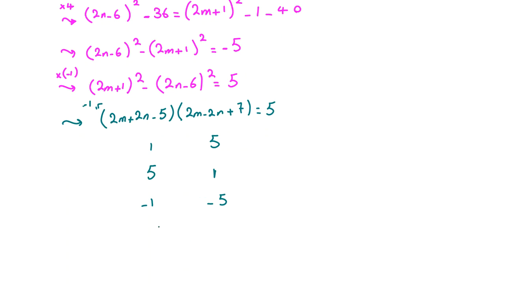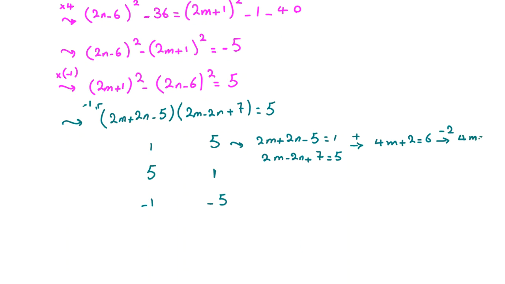Okay, we don't need to check negative 5, negative 1 because m and n are positive integers. So let's check the first case. If we write it, 2m plus 2n minus 5 is 1, first term, and second term, 2m minus 2n plus 7 is 5. Now, if we add these two equations, 2n and negative 2n will be cancelled. 4m plus 2 equals 6. If we subtract 2 from both sides, 4m equals 4.